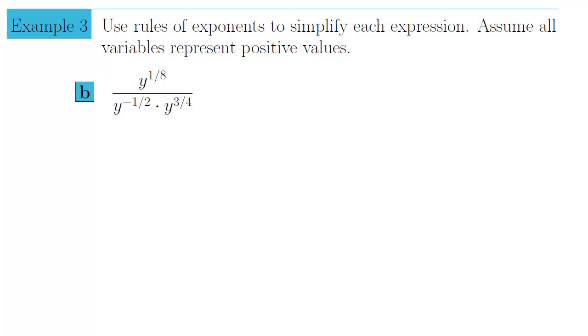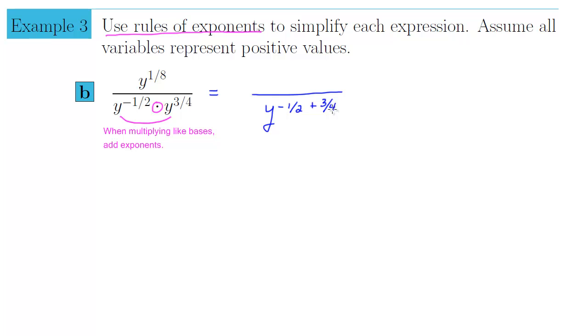Alright, so part B is more of the same. We have an expression with fraction exponents, and we're going to use our rules of exponents to simplify. So if you look at the expression, first I would go ahead and simplify the denominator because you have a multiplication of like bases, which means again we have to add exponents. So the denominator in this expression is going to become y to the negative 1/2 plus 3/4. So my new exponent is the sum of these two fractions.